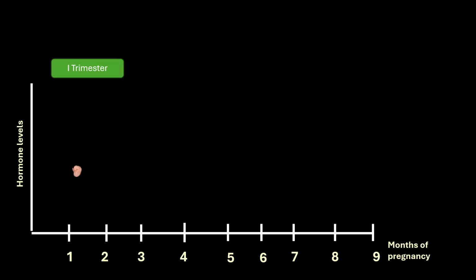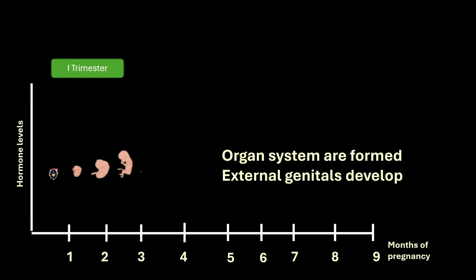After 1 month, the embryo's heart is formed, and the doctors can detect this heart sound using the stethoscope. By the end of the second month, the fetus develops limbs and digits. And by the end of the 12th week, which marks the end of the first trimester, major organ systems are formed and external genitals are clearly developed.